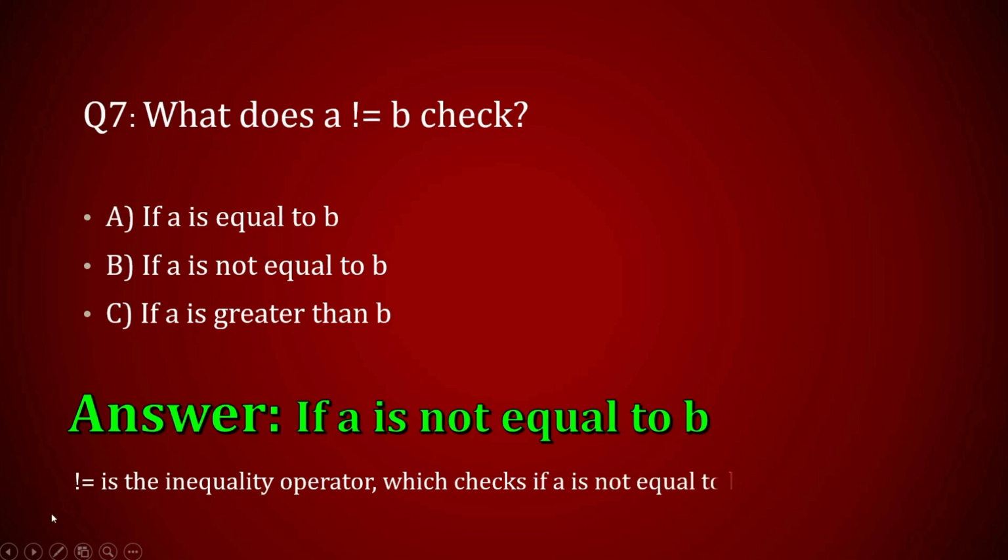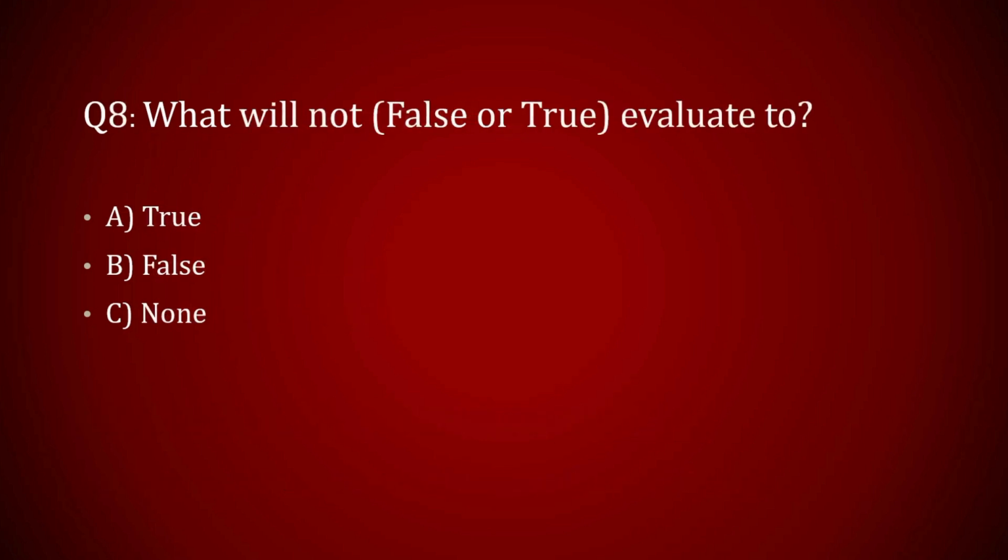This symbol is basically called the inequality operator, which checks if A is not equal to B. So it checks whether the two are equal or not equal. Now let's move to question number 8. What will not of false or true evaluate to? This is simple, right? Now let's see the options. We have A true, B false, and C none. Let's start the time.